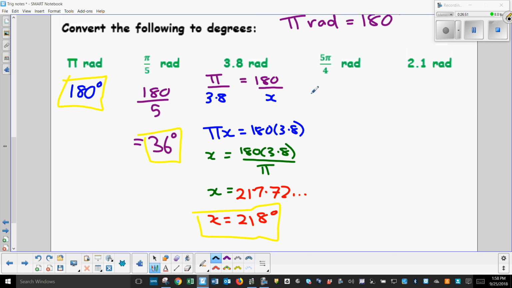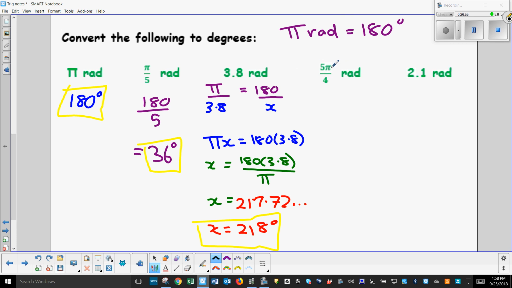5 pi over 4 radians. Remember, pi radians equals 180. So 180 times 5 divided by 4. Yeah, exactly. You could just do 5 over 4 times 180. So give us a nice number. What's 180 divided by 4? 225. Nice number, good. So 225 degrees.